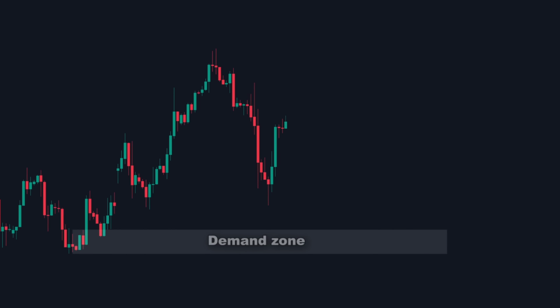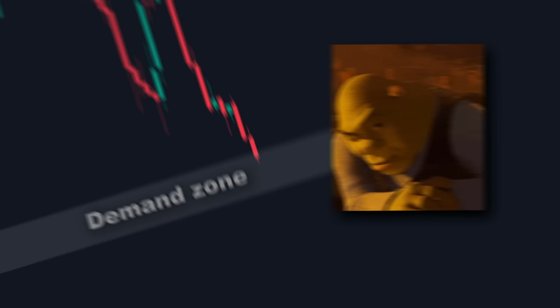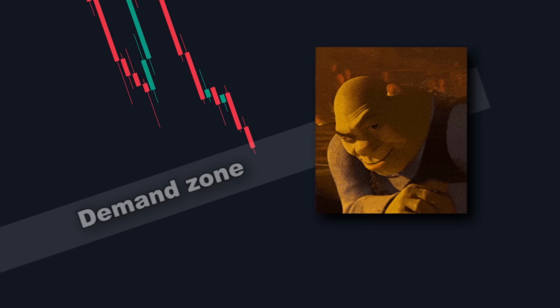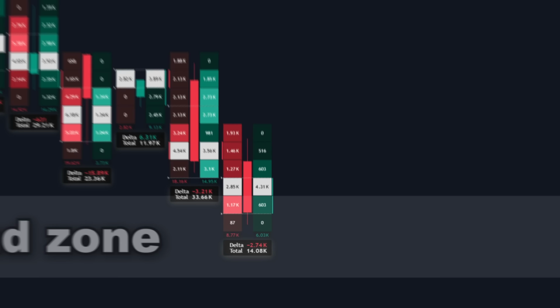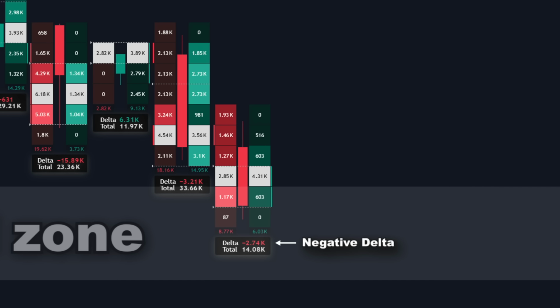Now, you wait. Price rallies, then starts pulling back toward that zone. This is the moment. You don't jump in on the approach. You open the footprint and you watch. First candle that touches the zone. Delta, negative. Sellers were more aggressive on this candle. That's not surprising. Price is still in a pullback, momentum is still down. You're not alarmed, you're watching.